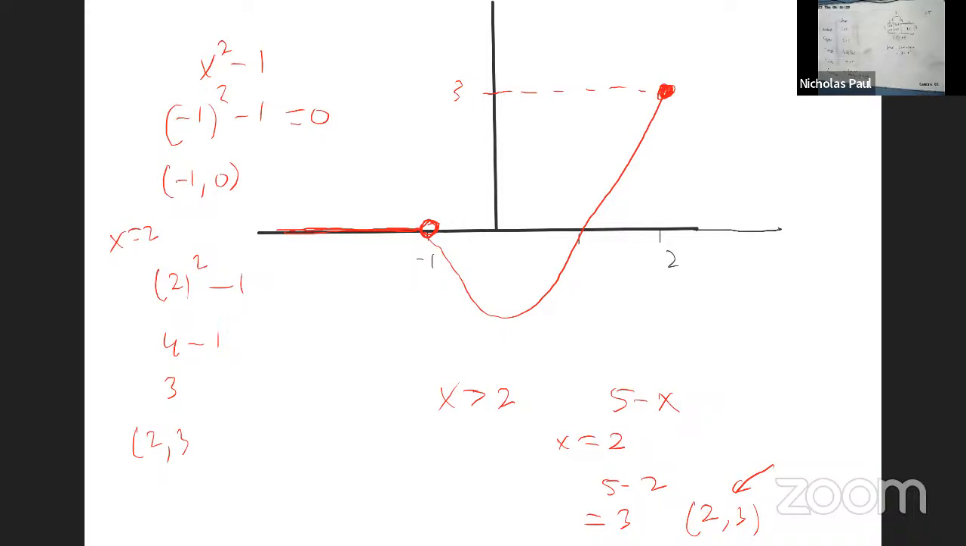Minus x plus 5 means what? Positive gradient or negative gradient? Negative gradient. So will my line go up here or go down? Done. That's it.